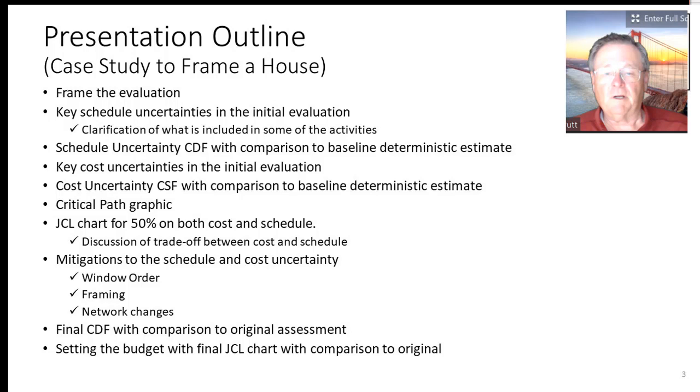And typically, we're going to find that those are not very close. We'll talk about the critical path graphic, which I think is really important. We'll see why as we go through some of the other charts. There's a joint confidence level chart, and we're going to use 50% on that. And then we'll talk about the mitigations where we actually make some decisions.